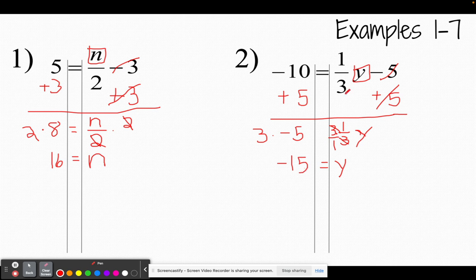Let's do a quick mental check. 1/3 of negative 15. Well, 1/3 of 15 is 5, so that would be negative 5. Negative 5 minus 5 brings me to negative 10. So I did it right.